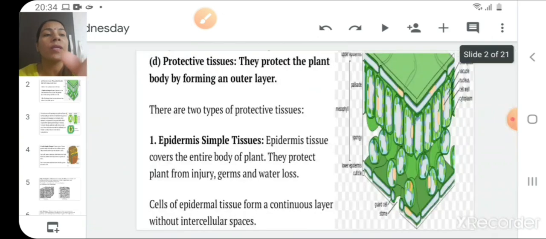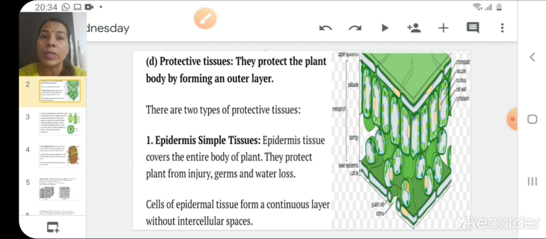In our previous session, we already discussed a bit about tissues, in which we discussed the simple plant tissues. Now we are going to proceed with the protective tissues. Children, protective tissue, as its name suggests, protects the plant body by forming an outer layer. And you know that outer layer is made up of epidermis. So one kind of protective tissue is epidermis simple tissue. Epidermis tissue covers the entire body of the plant, and protects the plant from injury, germs, water loss, etc. The cells of epidermal tissue form a continuous layer without intercellular spaces.